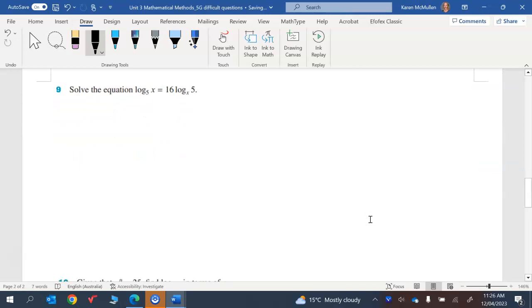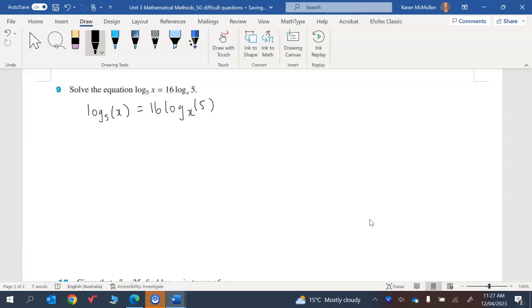Where are you on my sheet? Okay, so solve the equation. Yes, a little bit delirious. It is only 11:30 a.m. on Wednesday, so it's not late or anything.